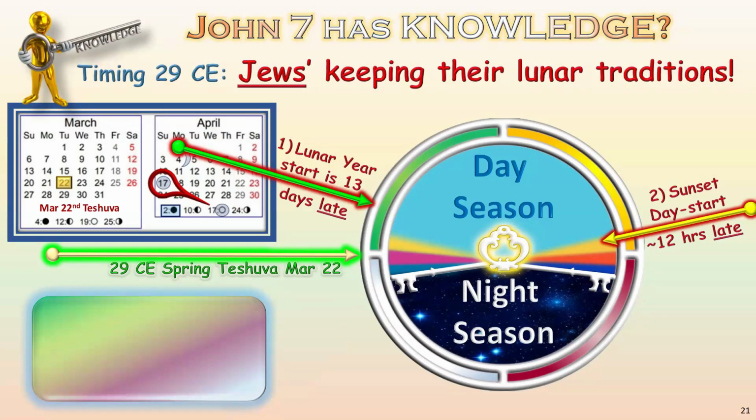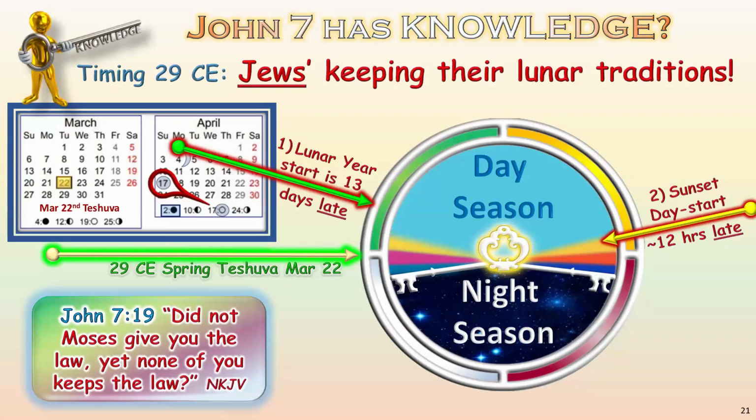John 7 has knowledge? Really? Yes, it does. When you study John 7 out very carefully, it's probably the most important chapter in the Gospels right now for a Torah calendar. And Yahusha said to them in John 7:19, after he tried to share some things about the calendar with them, "Did not Moses give you the law? Yet none of you keeps the law."